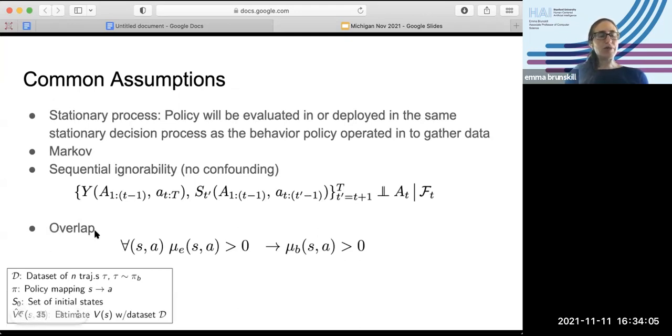But the thing that I'm going to talk more about, and I already started talking a bit about, is overlap, which is the assumption that you have coverage. So the assumption that your evaluation distribution of states and actions, if you have non-zero probability of visiting a state and action under a target policy, that you also would have had a non-zero chance of visiting that state and action under your behavior policy. And I think that's a really important assumption that we started talking about a bit before, and I think has started to have sort of an explosion of interest over the last couple of years.